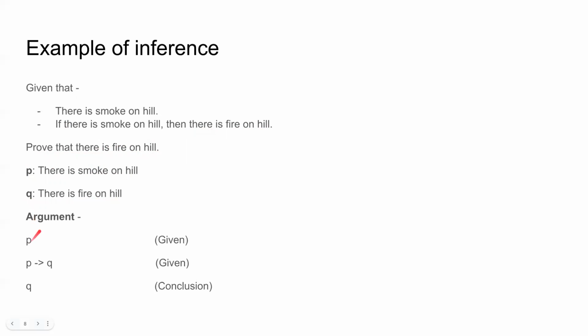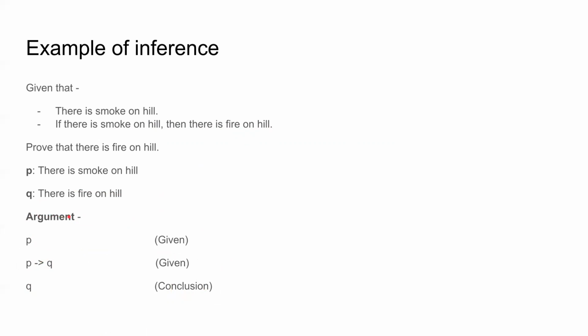So we are given, so this is an argument. We are given P. So this has to be true because we have to assume premise is true. The second thing which we are given is if there is smoke on hill, then there is fire on hill. So this is a vyapti. P implies Q. Now we have to combine both of these. This says whenever P is true, Q has to be true, and we are given that P is true, so therefore Q has to be true. So this is a valid argument.